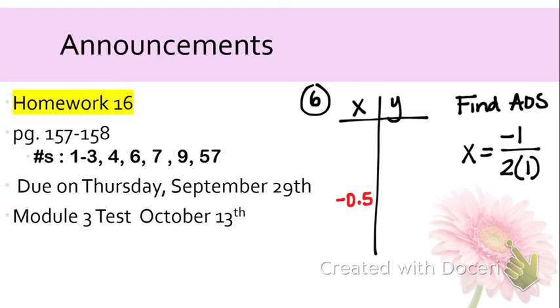Between what two numbers is -0.5? 0 and 1. Nope, not 0 and 1. Between what two numbers is -0.5? 0 and -1. So now you're going to count up, and then you're going to count back and take it from there.